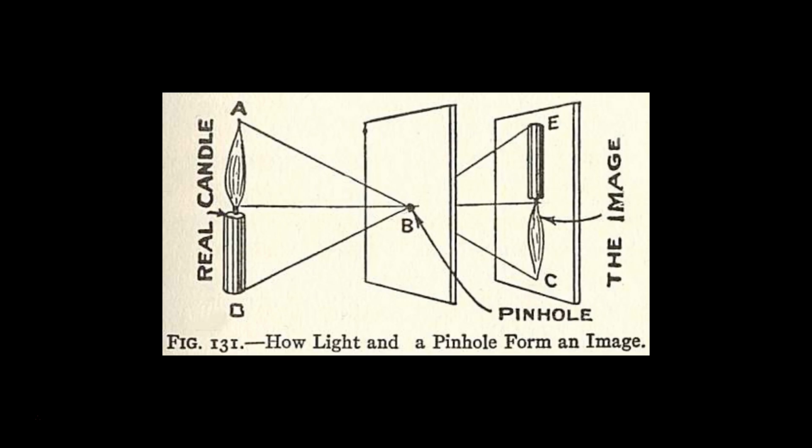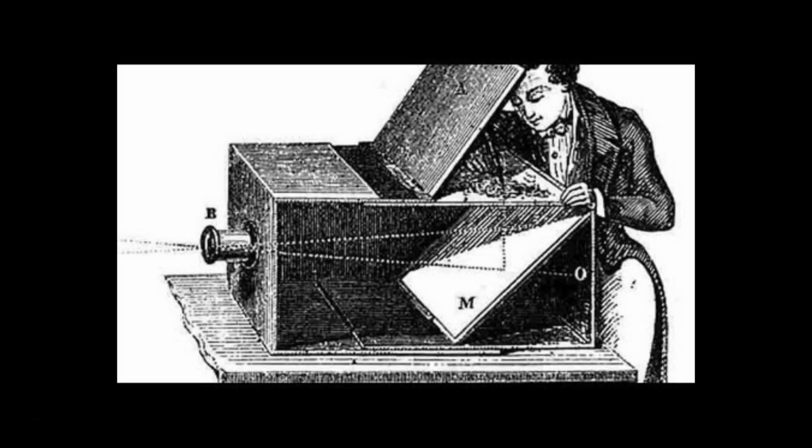So here's another example, another diagram. We have a candle, which is light coming through a hole, and it's reflected back on this other panel upside down. People would use this method for drawing. Is it cheating if they're tracing?